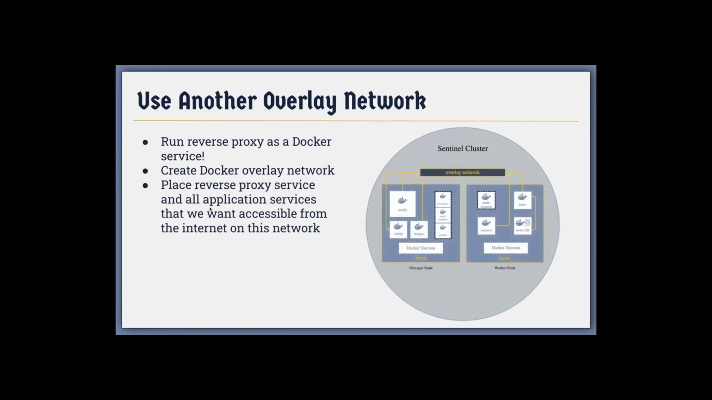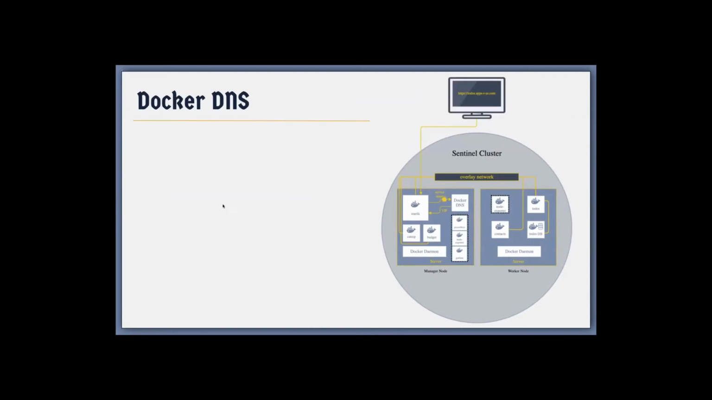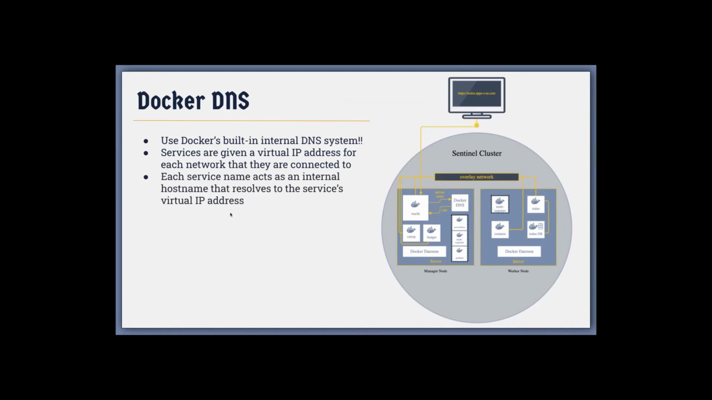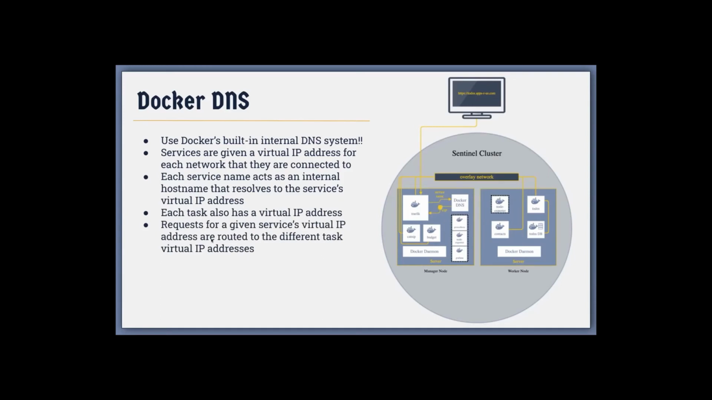And you might be asking, how can Traefik actually know where to send the request for any given application? Well, we use Docker's built-in internal DNS system. When Docker is in swarm mode, each service is given a virtual IP address for each network that it is connected to, and the service name acts as an internal host name that is resolved to this virtual IP address. Each task is also assigned a virtual IP address. Requests for a given service's virtual IP address are routed to the different task virtual IP addresses, and Docker's internal load balancer determines which task should receive that request.